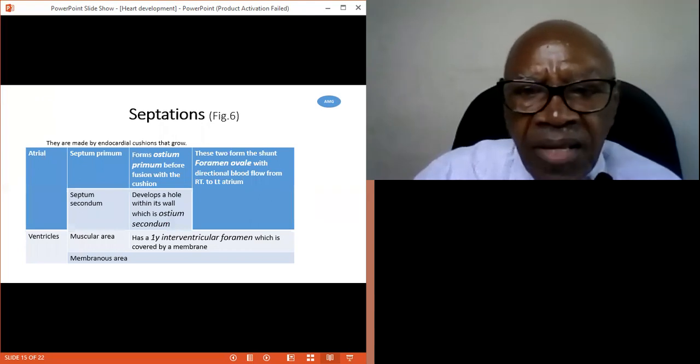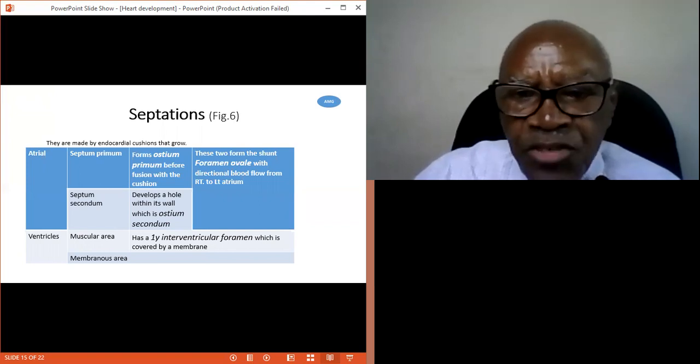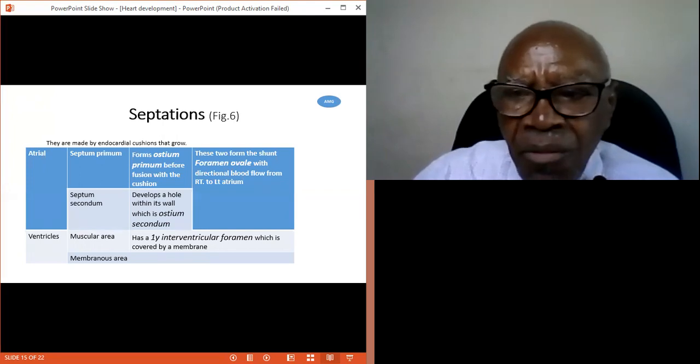Septation. They are made by endocardial cushions that grow. Atrium. The septum primum, which forms ostium primum before fusion with the cushion. And the septum secundum, which develops a hole within its wall, which is ostium secundum. These two form the shunt, foramen ovale, with directional blood flow from right to left atrium.